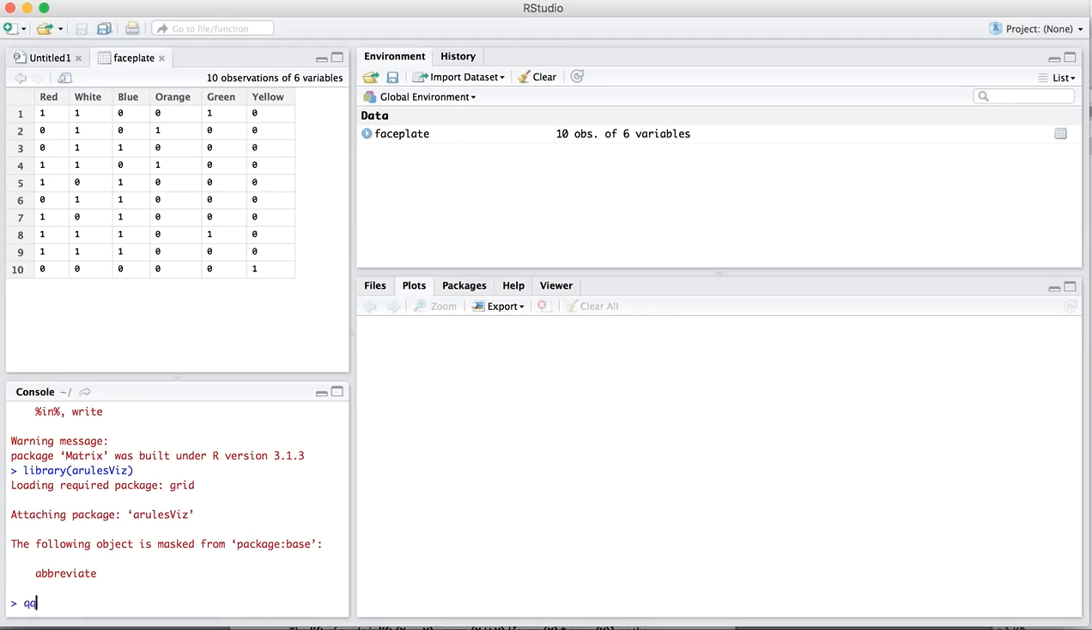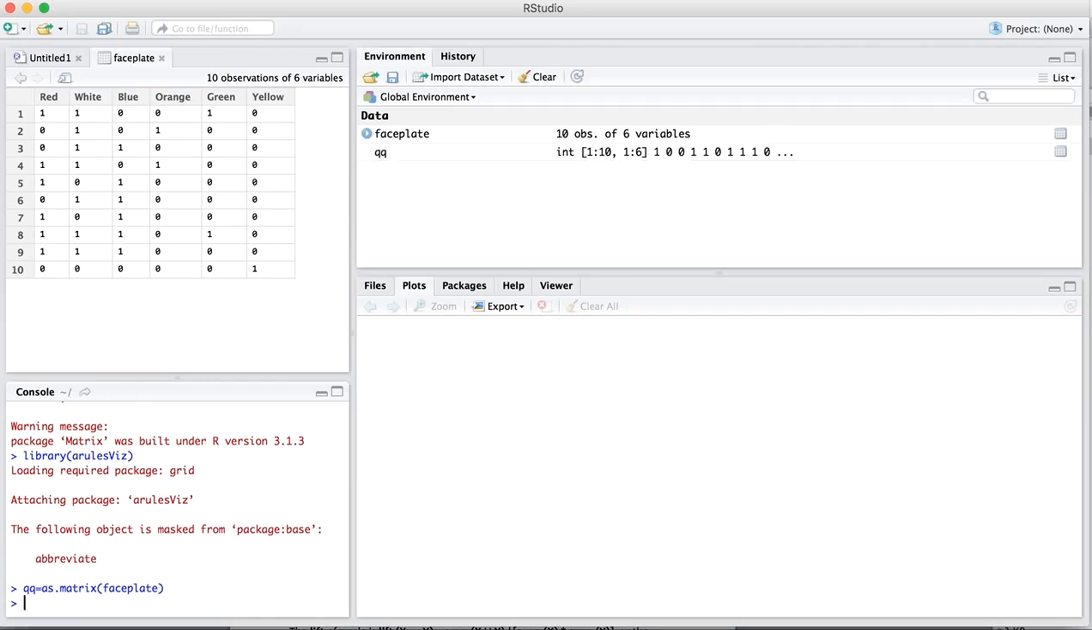Let's give a name QQ. So basically you're pulling that data into calling it QQ. It's basically nothing but a matrix here, as.matrix of faceplate. So it's now pulling the data into this matrix format so it can do the analysis. Please note again, these are case sensitive.